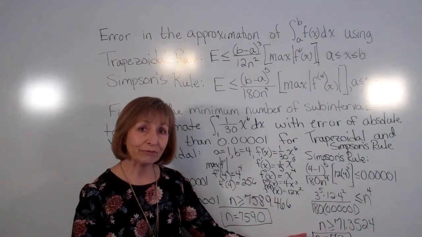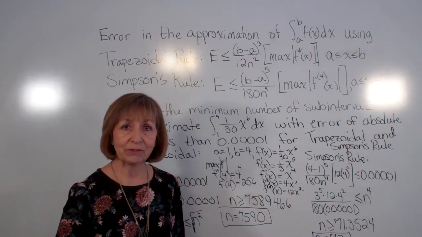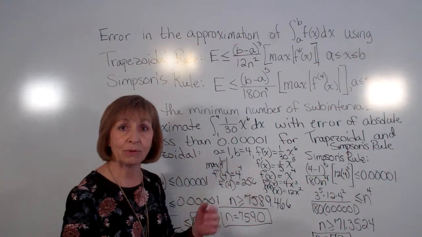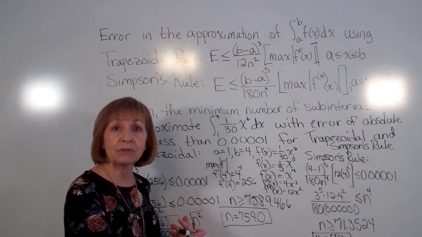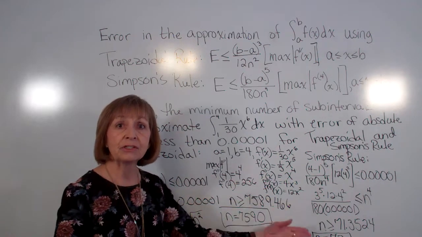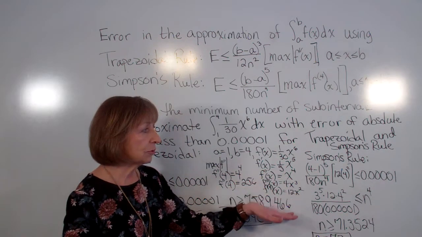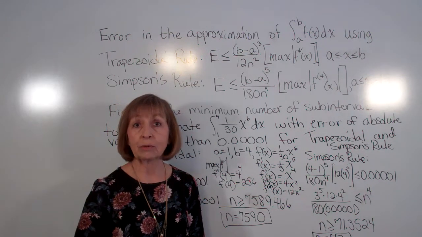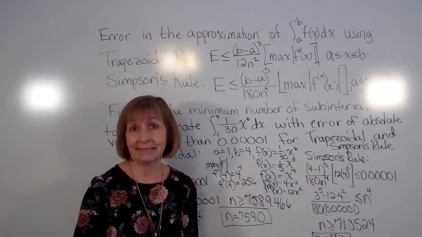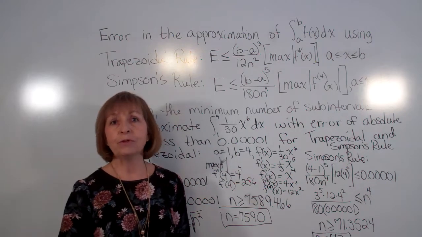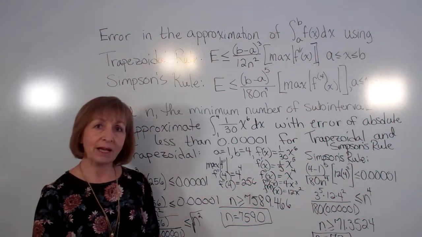Look at the difference in the number of subintervals you need to use to get the same accuracy for the same question, comparing your trapezoidal rule approximation to your Simpson's rule approximation. It's a huge difference in the number of calculations that would need to be made in order to get the same accuracy.